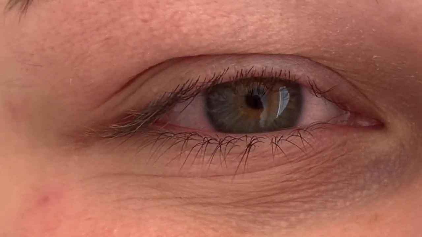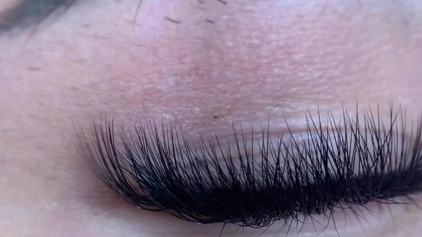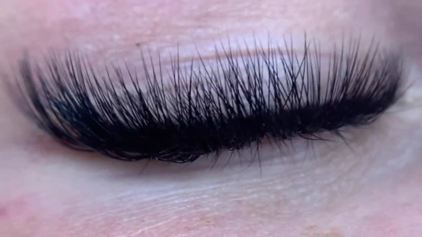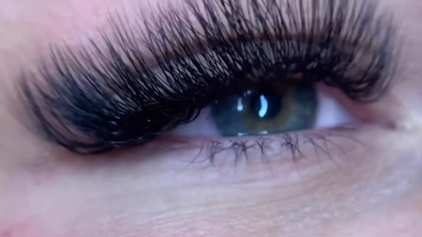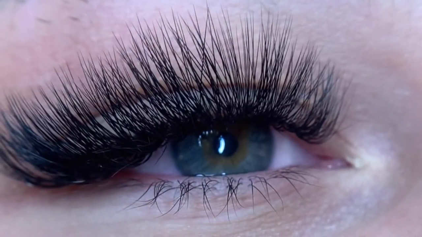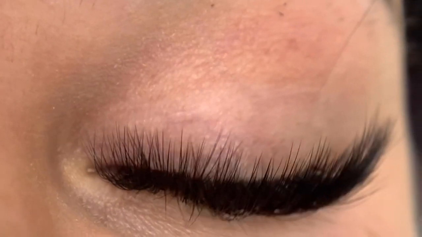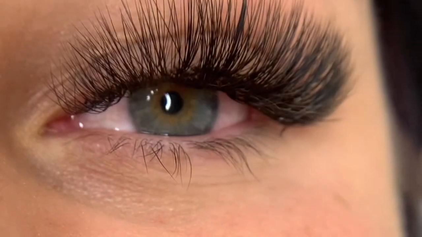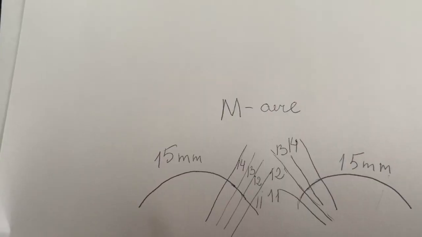Okay, this is the result of our work. Lashes before, narrow eyes, downturned, and this is after. Result. Eyes look beautiful, big, and my client was very happy.